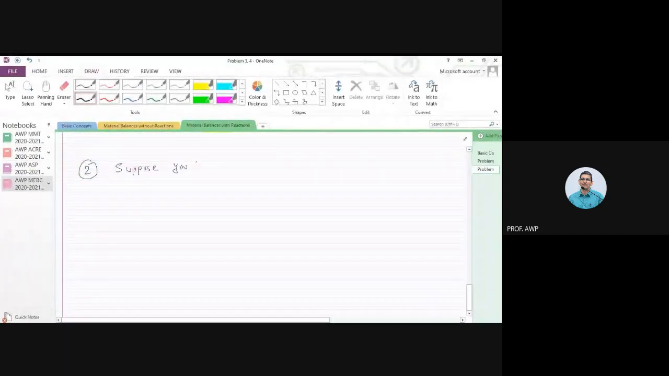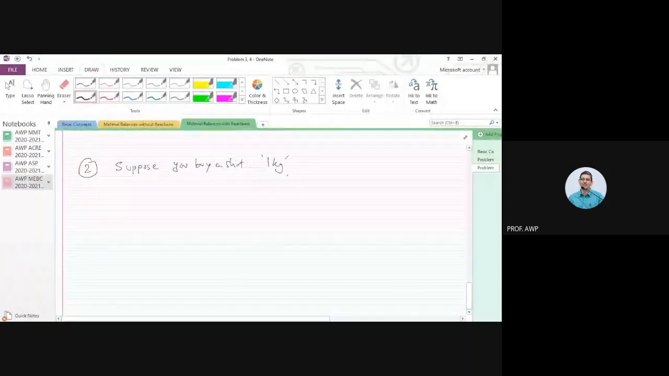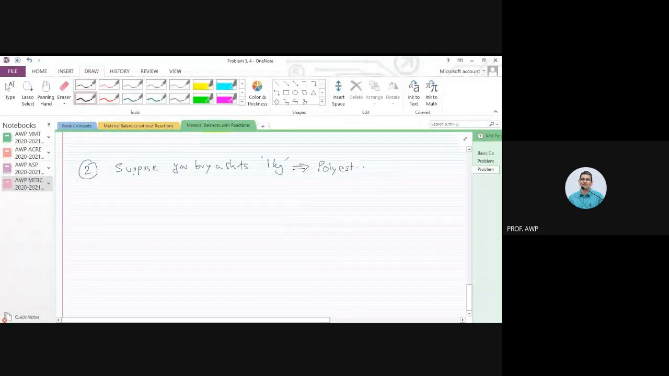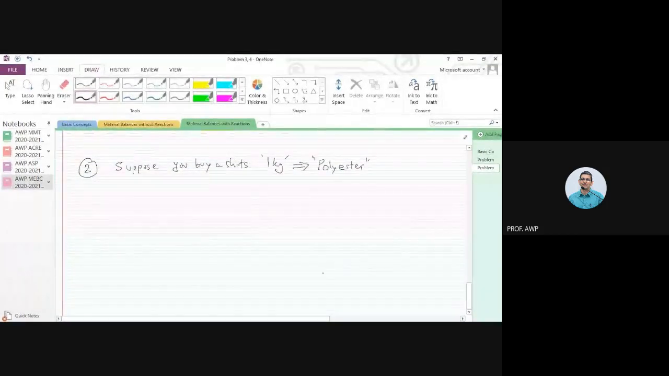Second problem. Now suppose you buy a shirt. Let's say the weight of that shirt is 1 kg. Obviously a shirt will not weigh 1 kg, but let's say you buy a 1 kg shirt. And let's assume that the shirt contains only pure polyester. Obviously a shirt will have color, dye, thread, all those things, but let's assume that it is only polyester.